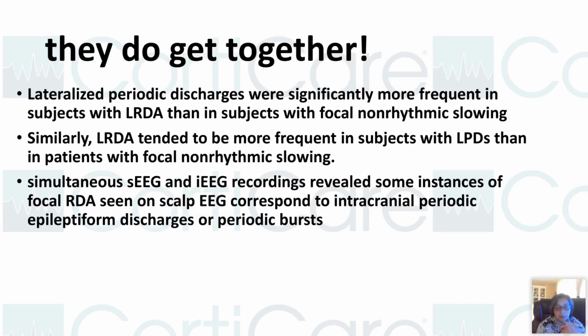And in a study where they did simultaneous recording from the scalp and from intracranial electrodes, on the scalp EEG there is RDA, and from the intracranial recordings they are seeing LPDs, periodic patterns, or periodic bursts. So the epileptiform discharge is intracranial, and on the scalp EEG it is LRDA. Does it mean that this pattern originates as a periodic burst or an epileptiform discharge in the deeper areas of the brain, and as it propagates to the cortex and you pick it up with your 10/20 system, it appears more as lateralized rhythmic delta instead of appearing as periodic discharges?